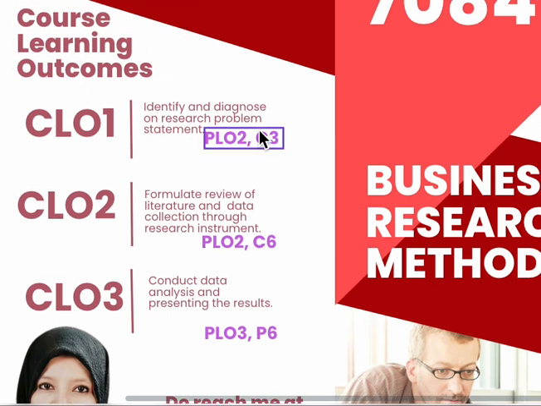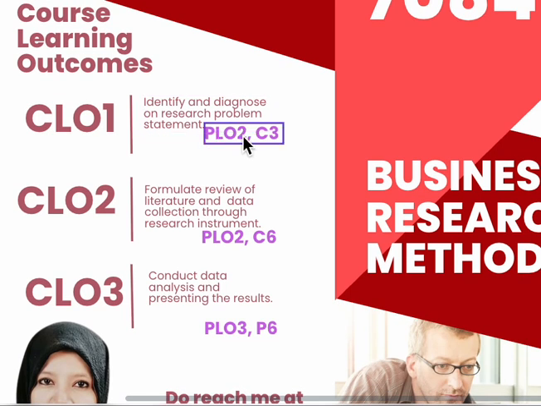First is to identify and diagnose the research problem statement, right? So what we can work on is to spot research-worthy issues in business and entrepreneurship, and translate those issues into precise research questions. We're going to map this to program learning outcome 2, and also cognitive skill level 3, that is more on application. So examples of activities will be perhaps writing a case study or writing a journal article, so that you can spot the core problem in a real-world scenario.